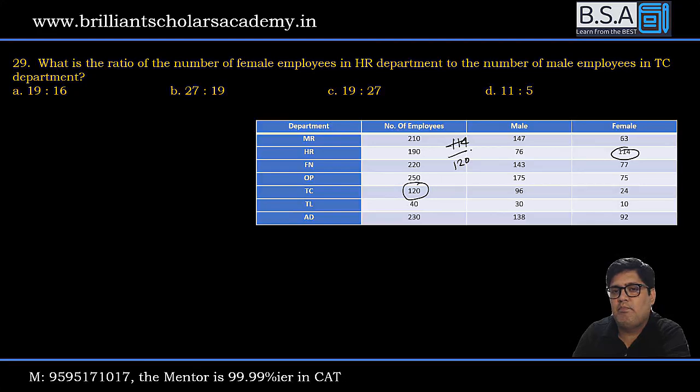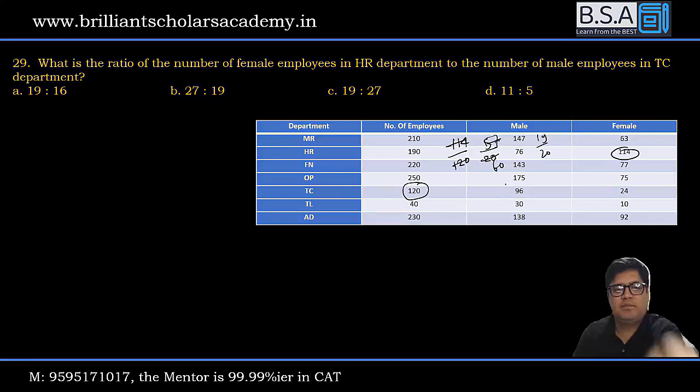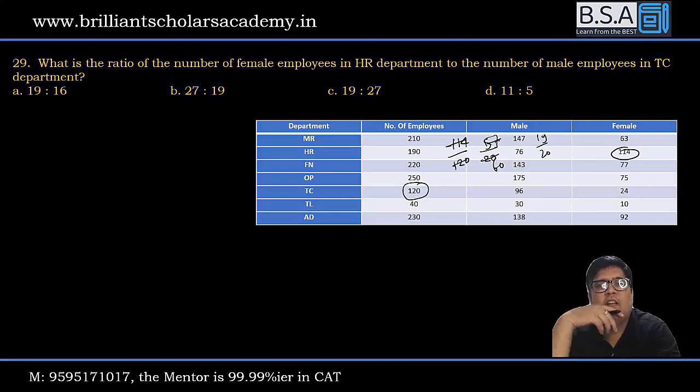So multiples of 6 I can see. 6 into 20. Is there a calculation mistake? 6 into 1 and then carried over. Oh, no, not a multiple of 6. None of the calculations match here. 57 upon 60. 19 by 20. We have 19 by 20 anywhere? None of the values match.